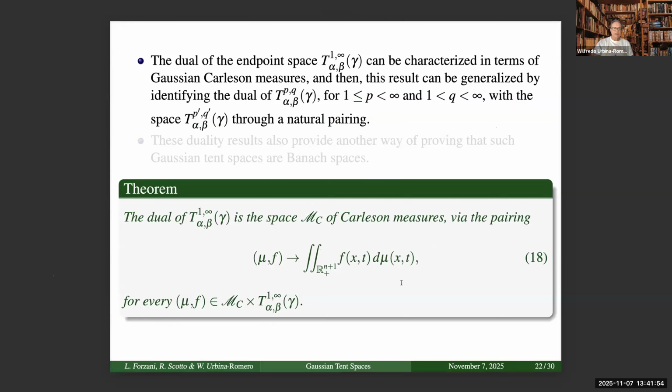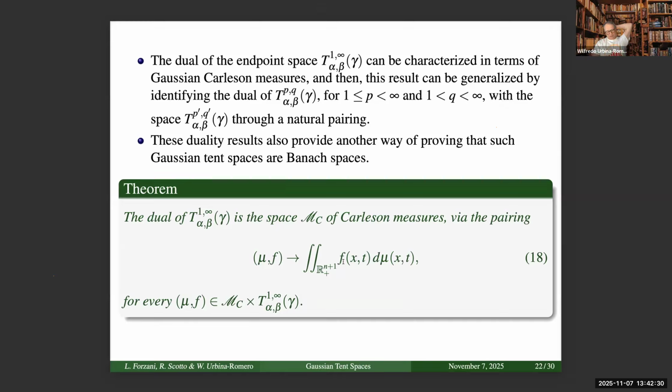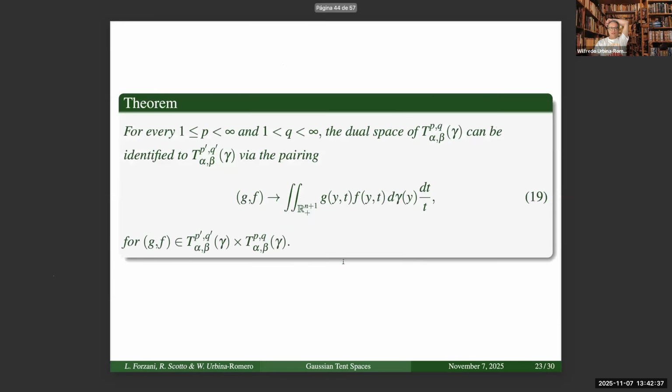And then what we were able to prove is that the dual of T^1_infinity alpha beta gamma is precisely the space of Carleson measures. In other words, if you have this pairing between mu, a Carleson measure, and F, an element in this tent space, you have this identification, so they work the same. So besides the atomic decomposition, this is one of the most important results in the paper.